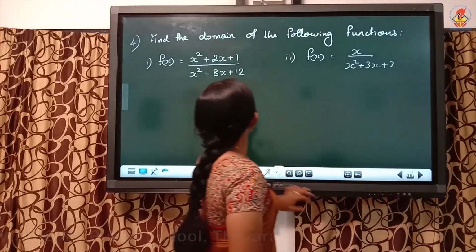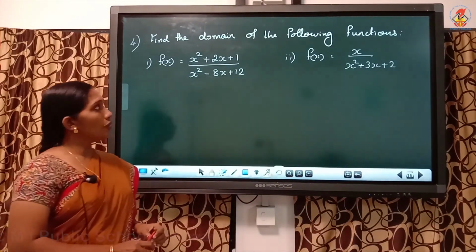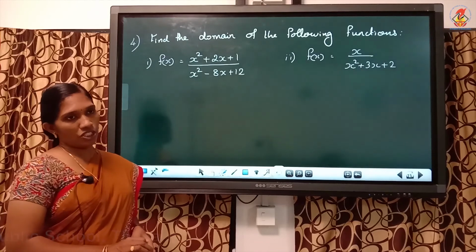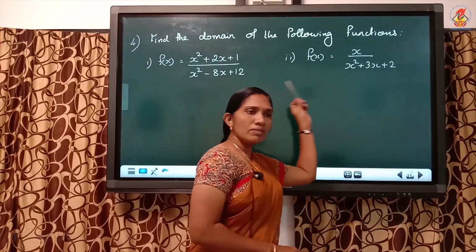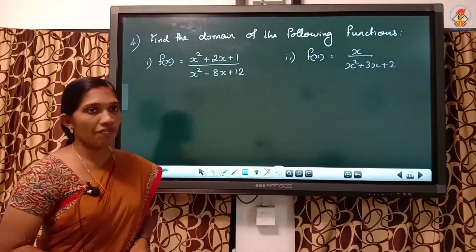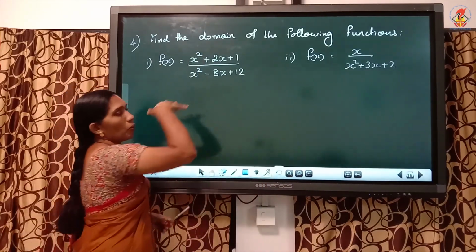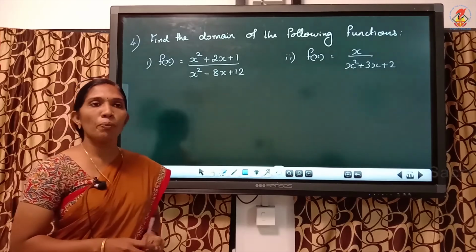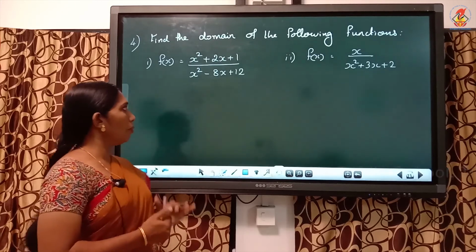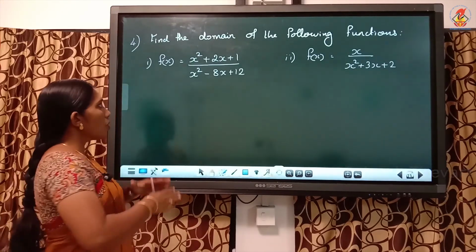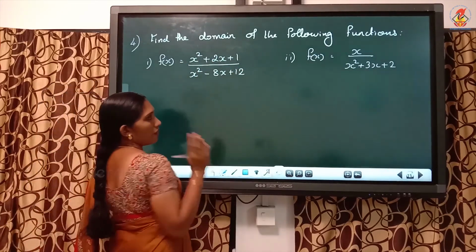So that is what it means. Now find the domain of the following functions. What type of functions are these? It's a rational function, polynomial by polynomial, a function of the form p of x by q of x, that is known as a rational function. So these are rational functions. We have to find its domain, not range, domain. Domain means set of x values. So how to find the domain of this rational function?